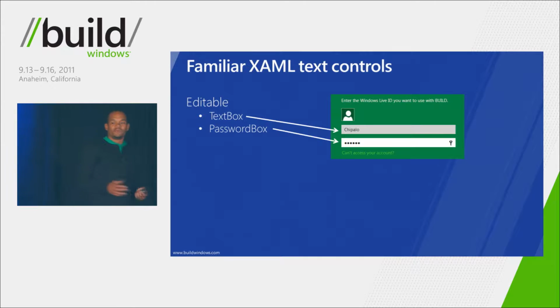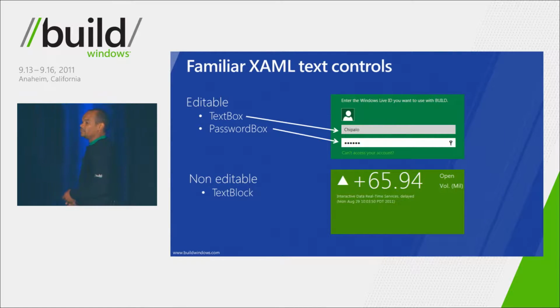So, before I jump into the new things that we've added to the Windows 8 XAML tech stack, I'd like to set the stage and just say that if you've used text in a XAML framework, all these text controls should be very familiar to you. So if you want to let a user edit plain text, use a text box control. If you want to let a user securely enter a password, use a password box control. If you know that you just want to display text as content to the user and they're never going to edit it, use a text block control.